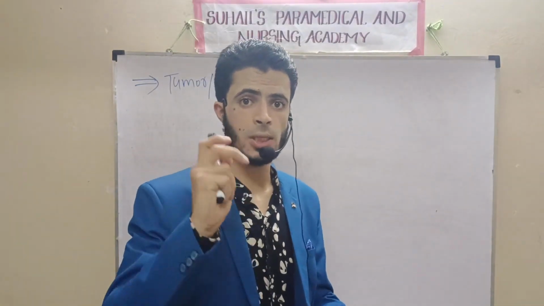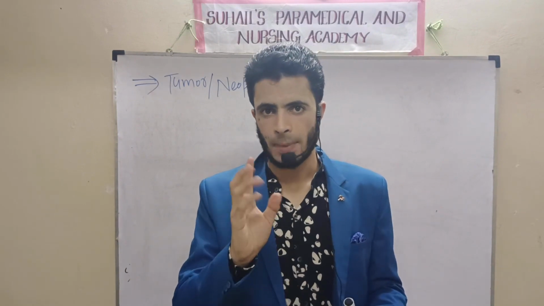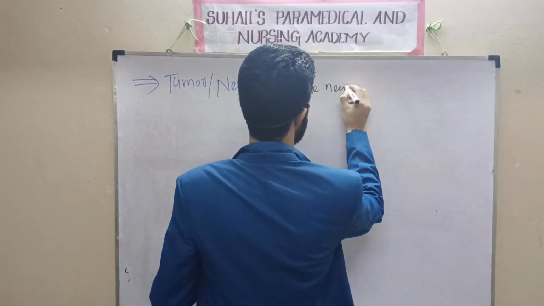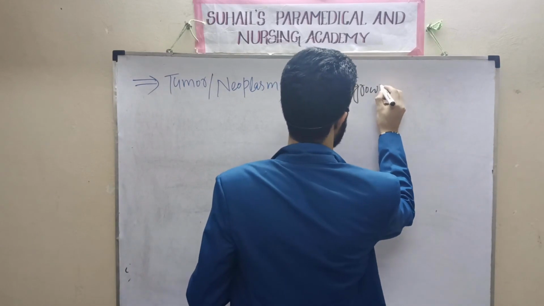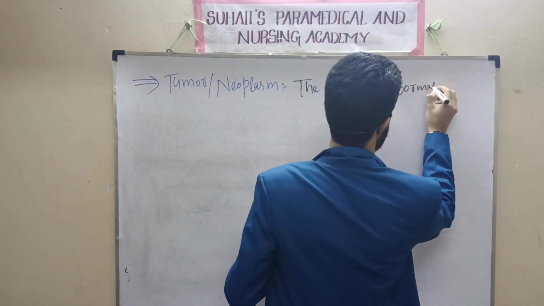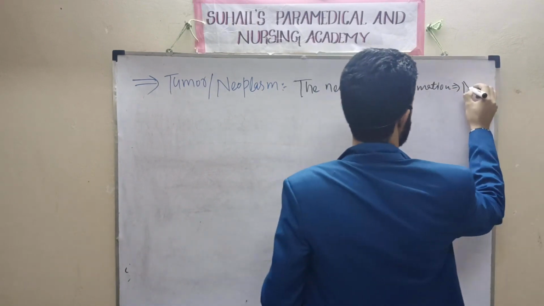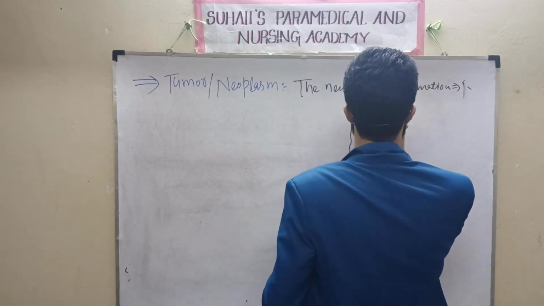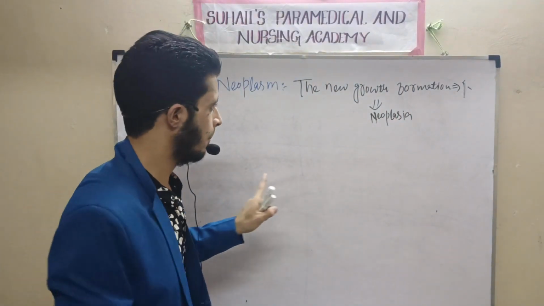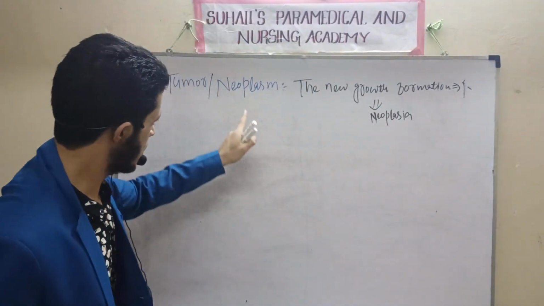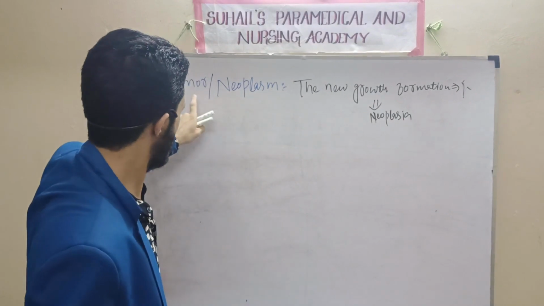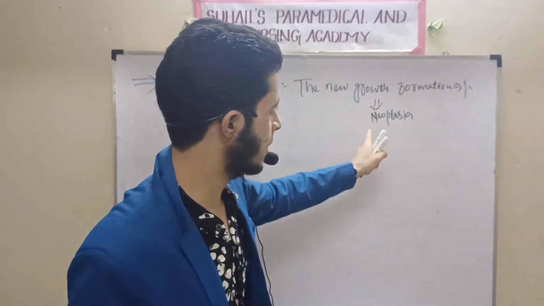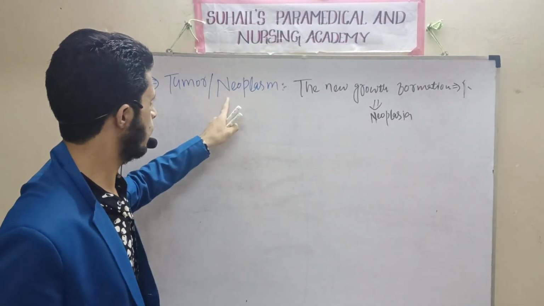This topic is very important in pathology and in medical surgical nursing. Remember the words: the formation of new growth is called neoplasia. The neoplasia is the formation of new growth, but the new growth which is formed is called a neoplasm, or a tumor. So remember the difference between neoplasia and neoplasm. Neoplasm is also called a tumor.